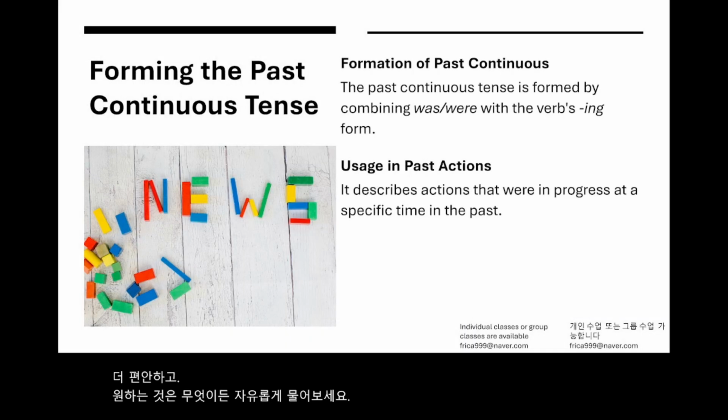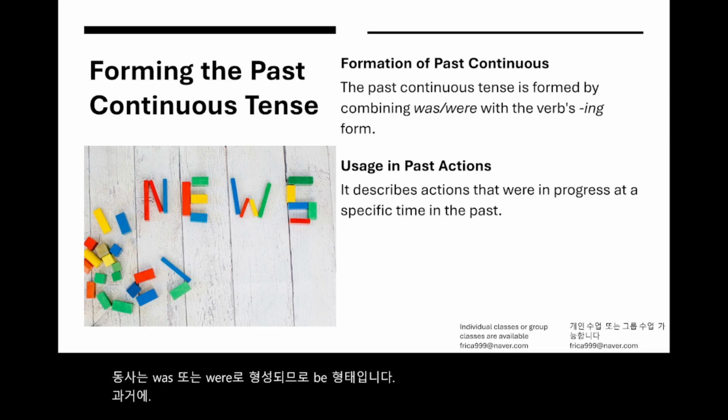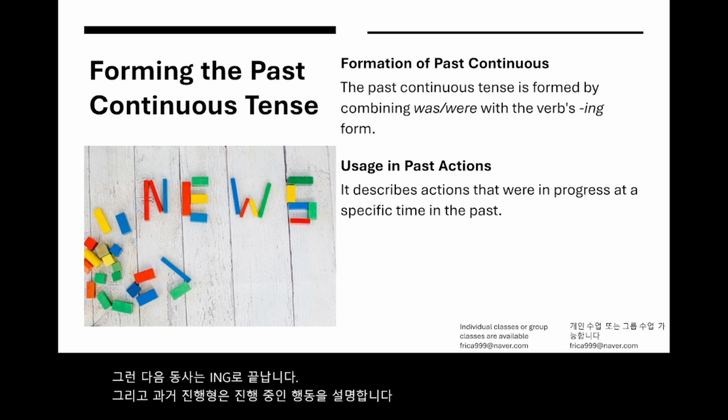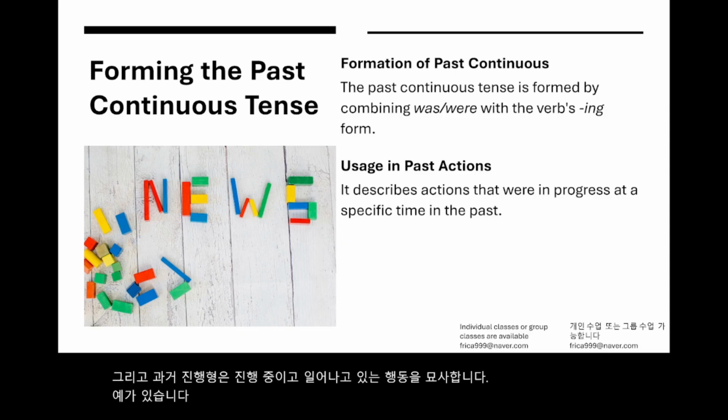Past continuous. Now, with the past continuous, the verb is formed with was or were, so the be form in the past, and then the verb ends in -ing. The past continuous describes actions that were in progress, that were happening at a specific time in the past. There's an example right there.